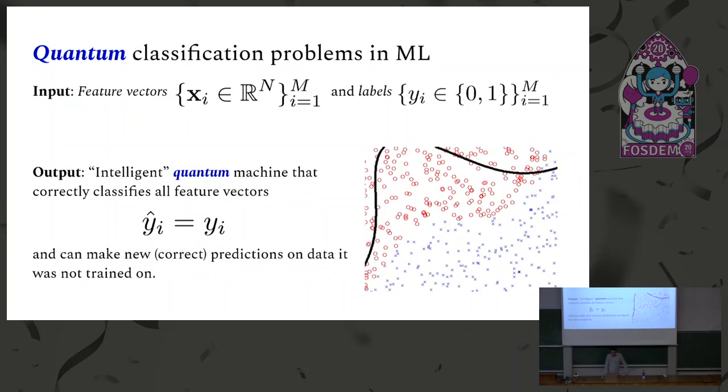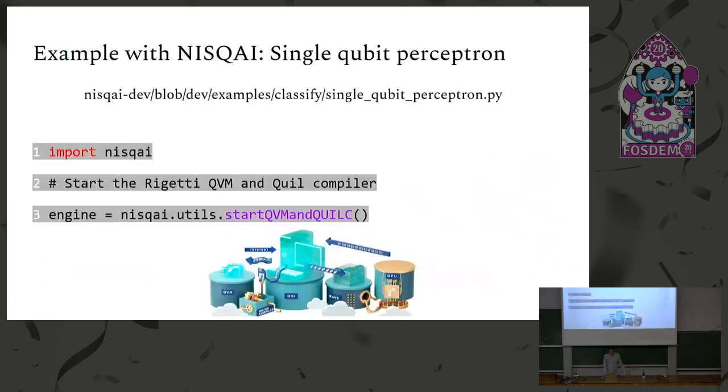So now I'd like to go through briefly one of the examples that we have. And the problem that we're going to be considering is a classification problem, but in the sort of quantum world. So if you're not familiar, we input a bunch of feature vectors, and each one of them has a label. And then we want to output some sort of, so to speak, intelligent quantum machine, which can correctly classify all these features, hopefully, and make predictions on new data that it hasn't seen yet. So quantum is in blue here because it's the same problem as in the classical world. We're just using quantum resources to do it.